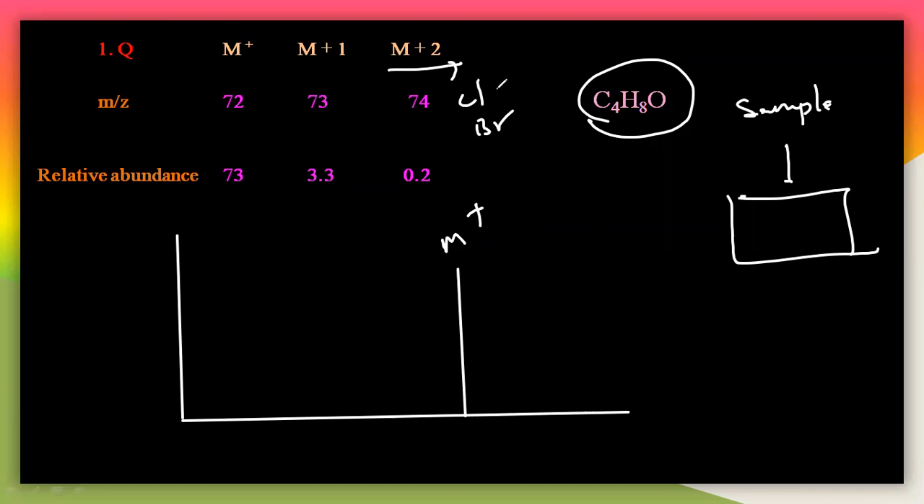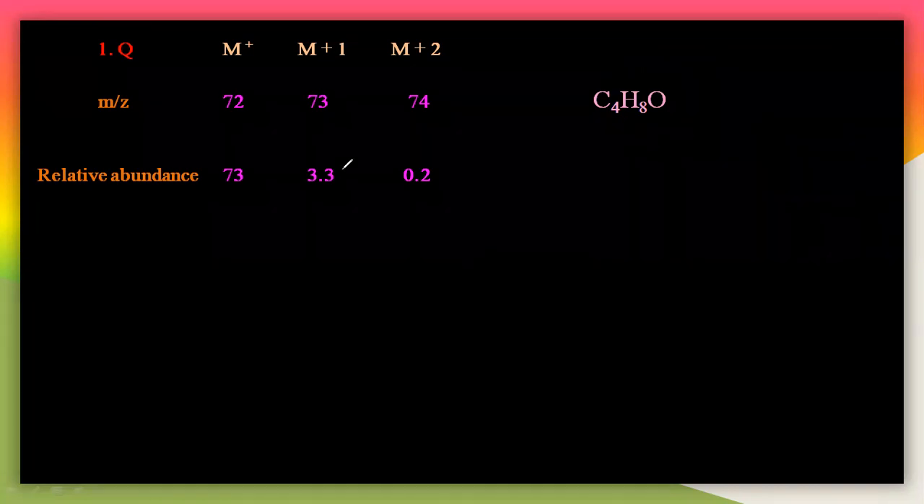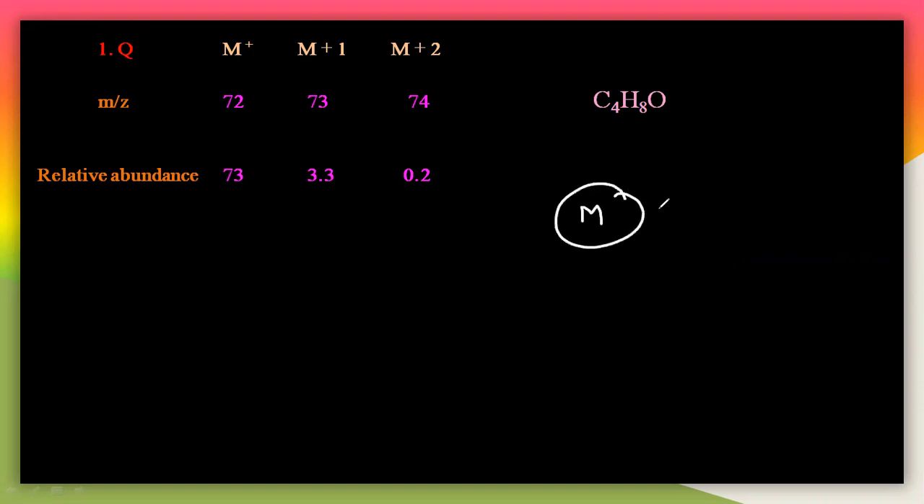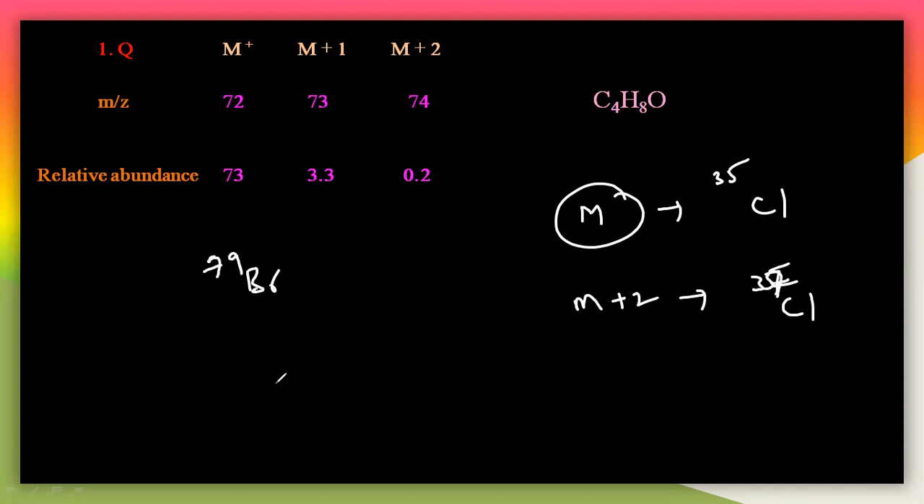Generally, we get M plus 2 only for chlorine and bromine, not for the others. So once again I will tell you all of this. M is nothing but our sample. If it is chlorine, the mass is generally 35. But M plus 2 means the mass should increase by 2, that is chlorine 37. So the mass increases by 2. If it is bromine, 79 is the general mass, and bromine 81 is another mass.